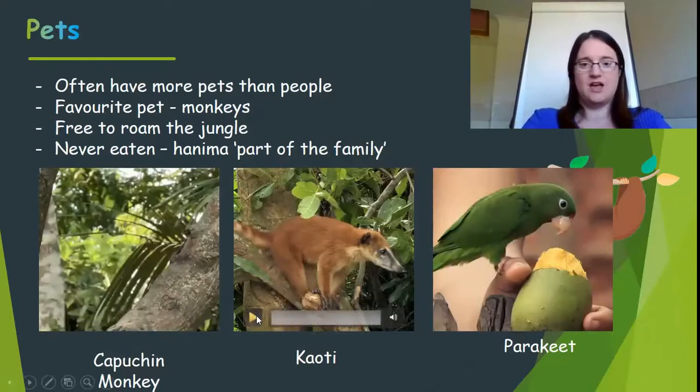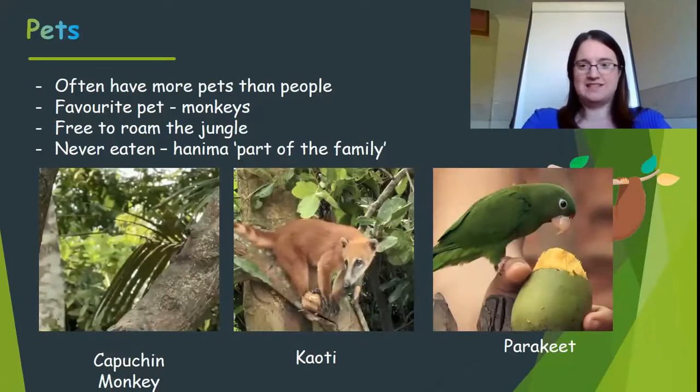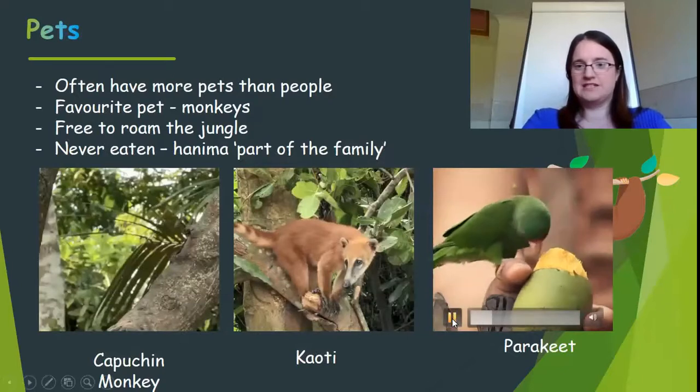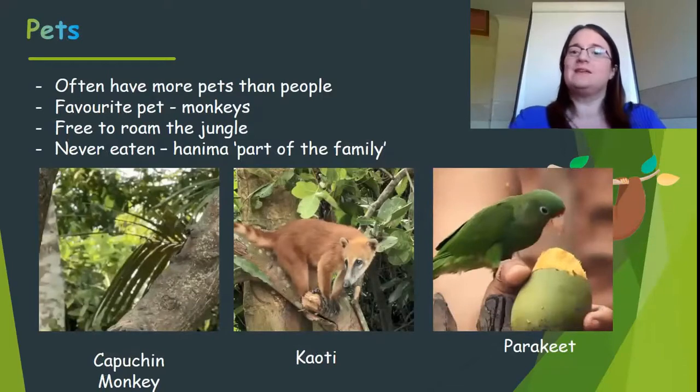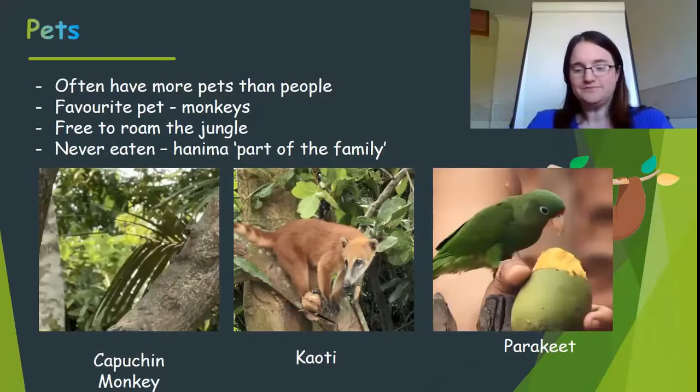And you can see here is a coyote. Look at this little character, another really common pet. And you can see here a child sharing their fruit with a parakeet. See here him munching away at this parakeet. Once an animal has chosen to come into the area where the tribe are living, they become part of the family, and they're called Hanima. And that means that from then on, they are never allowed to be hunted and eaten.